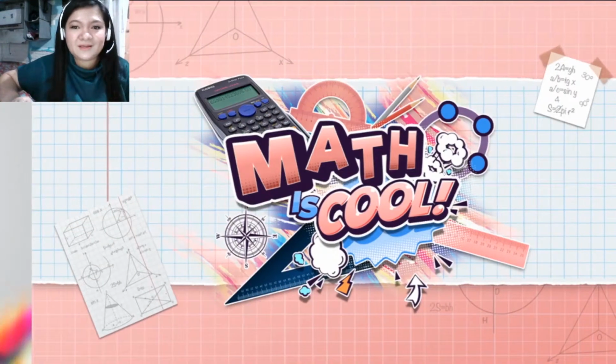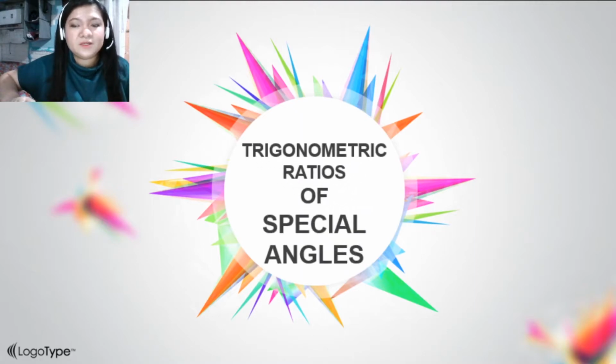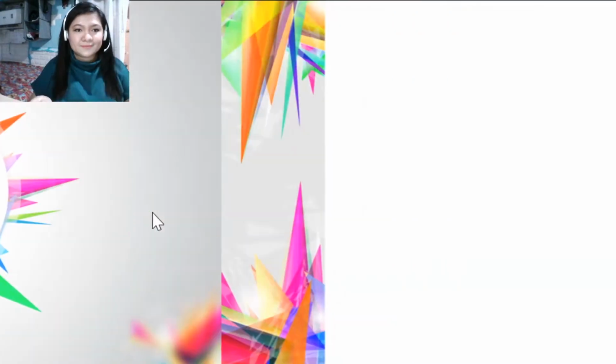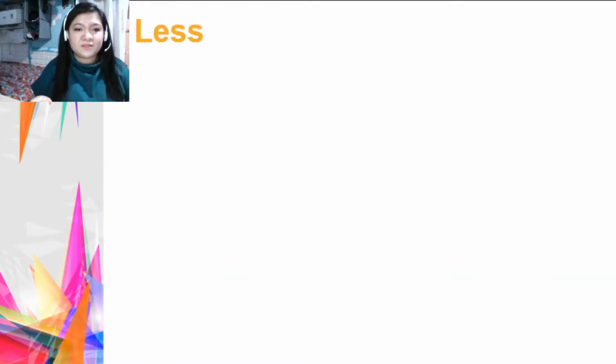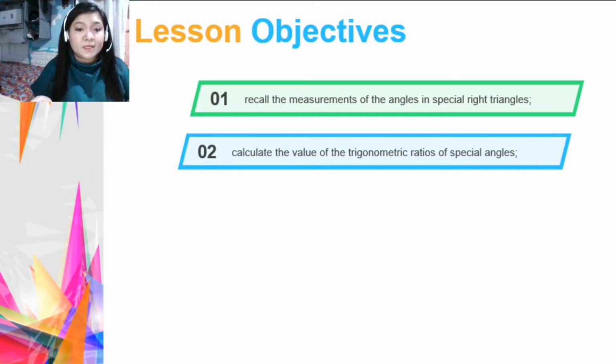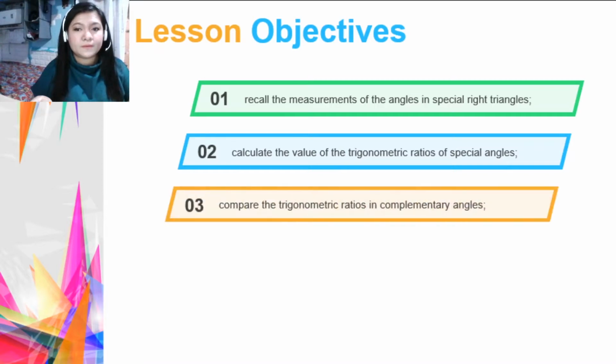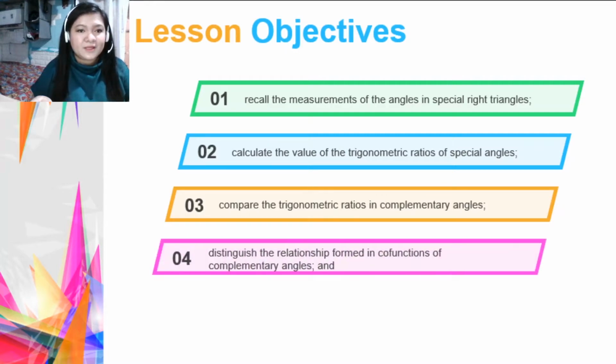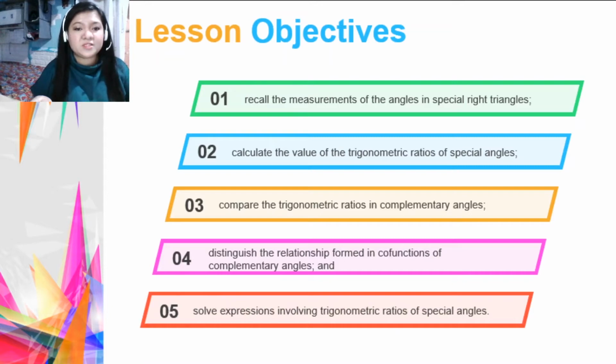For our lesson today, we will discuss trigonometric ratios of special angles. So here are our lesson objectives. Recall the measurements of the angles in special right triangles. Calculate the value of the trigonometric ratios of special angles. Compare the trigonometric ratios in complementary angles. Distinguish the relationship formed in cofunctions of complementary angles, and solve expressions involving trigonometric ratios of special angles.